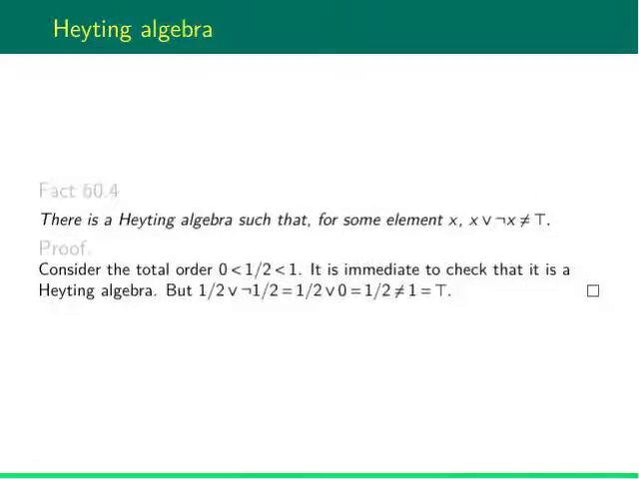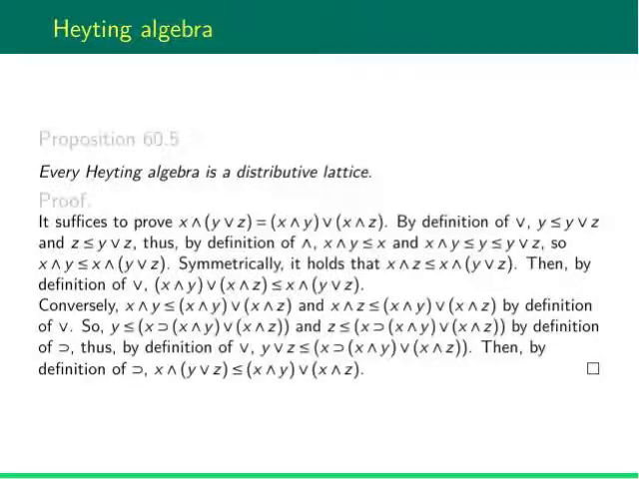There is a Heyting algebra that does not satisfy the law of excluded middle. It is the total order of three elements. Every Heyting algebra is a distributive lattice.